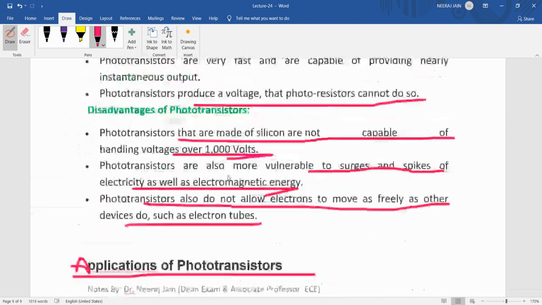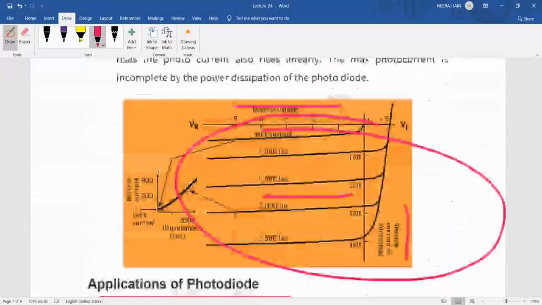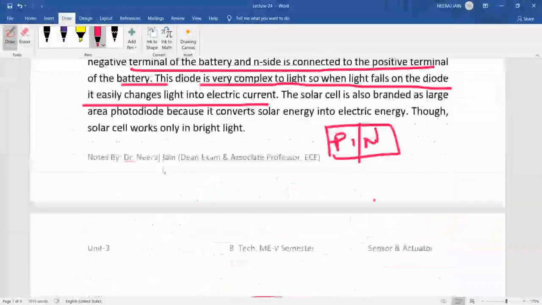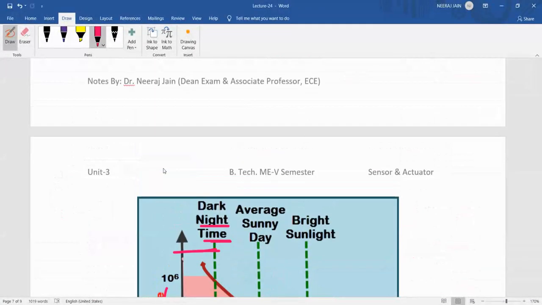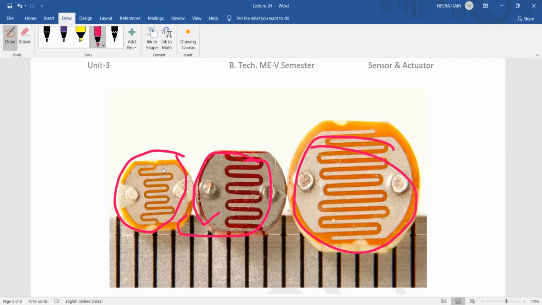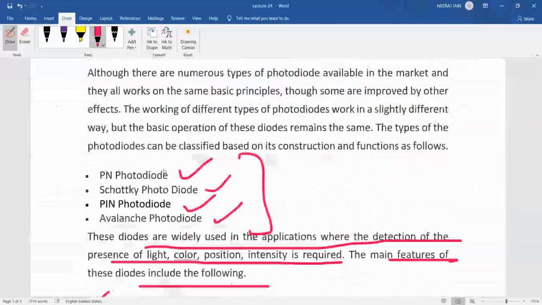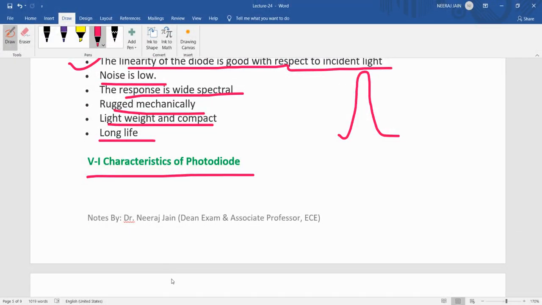In this way, we have seen the three types of light sensors. First is the LDR, light dependent resistor, then the photodiode, and phototransistors. Thank you very much.